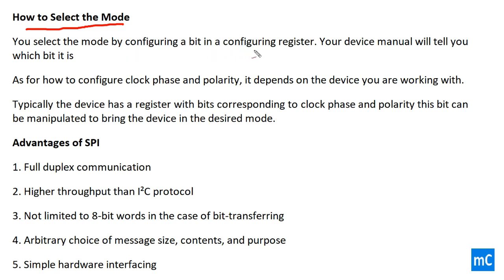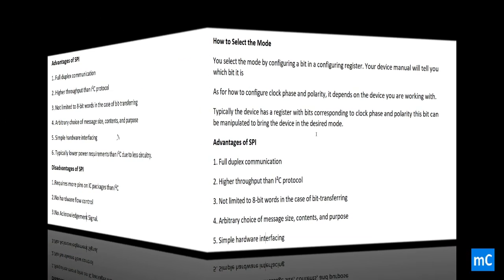How to select the mode in SPI? You can select the mode by configuring a bit in a configuration register. Your device manual will tell you which bit it is. As for how to configure clock phase and polarity, it depends on the device you are working with. Typically, the device has a register with bits corresponding to clock phase and polarity. These bits can be manipulated to bring the device into the desired mode.